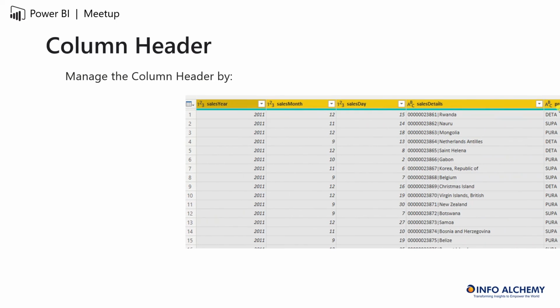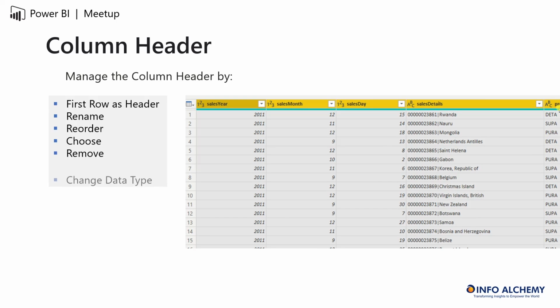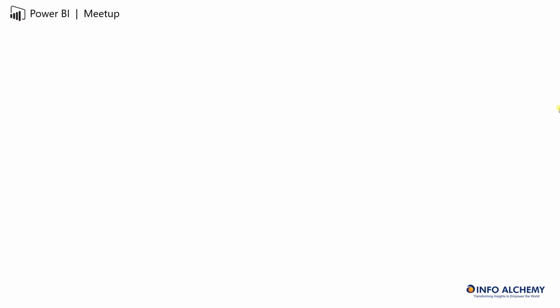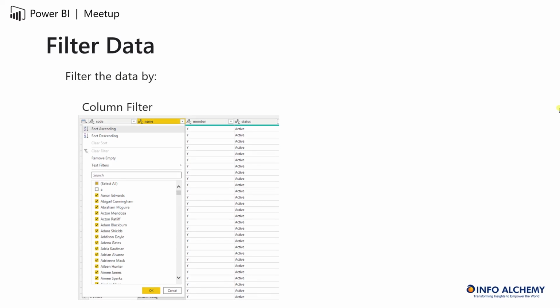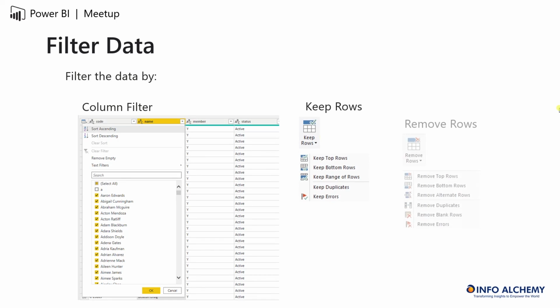You can manage the columns or fields by using first row as header, rename, reorder, choose, remove, and change data type. You may filter the data by column filter using keep rows or remove rows.